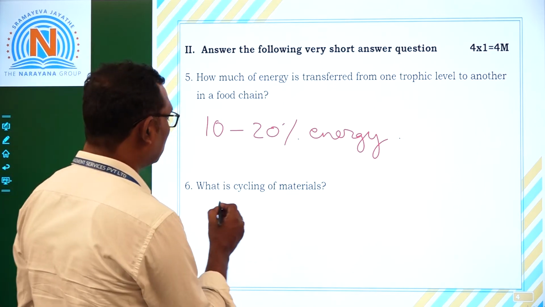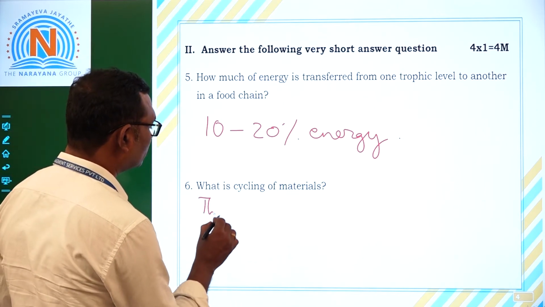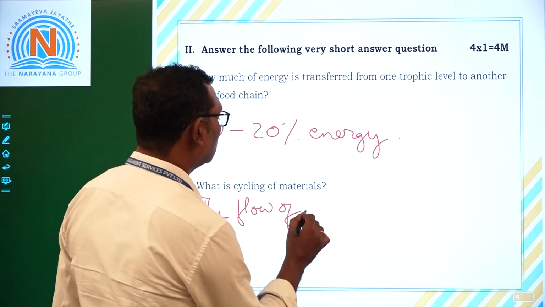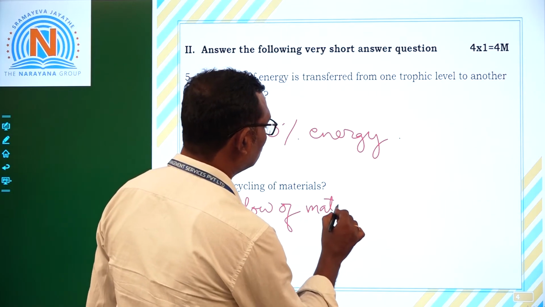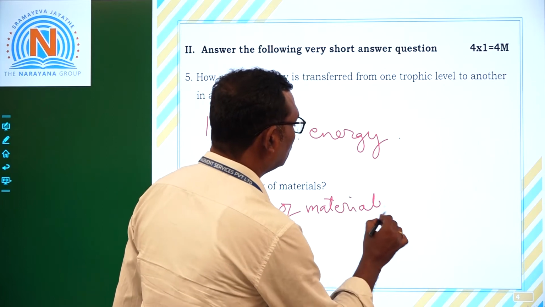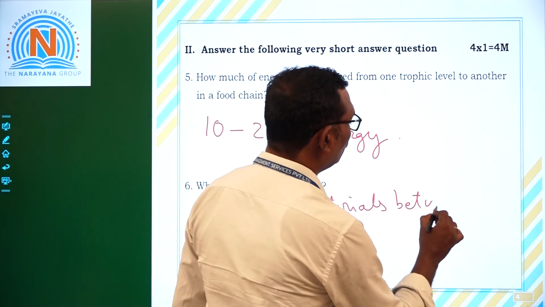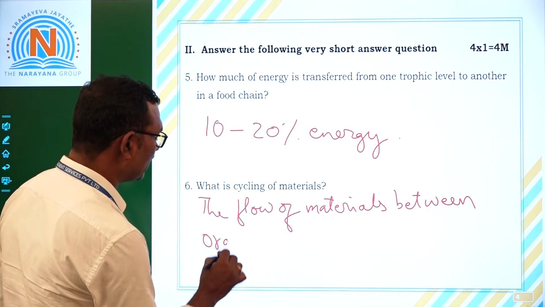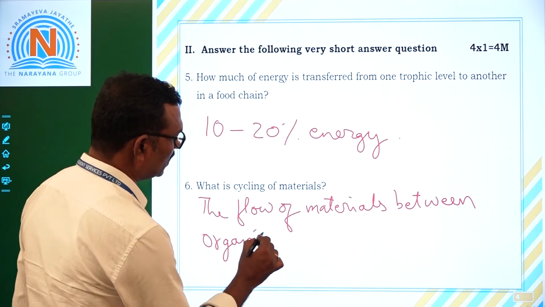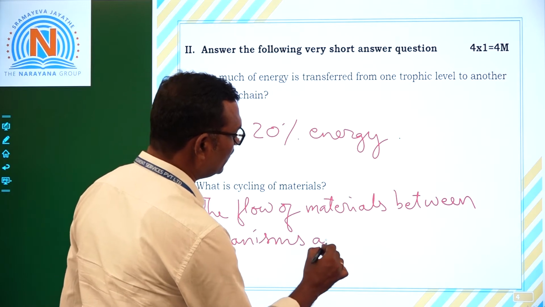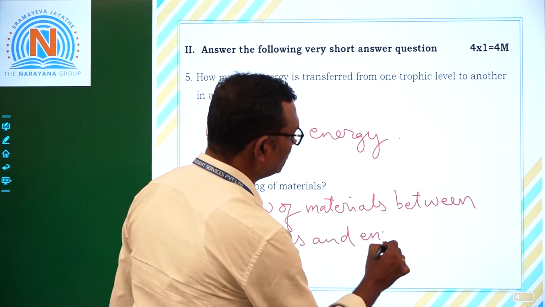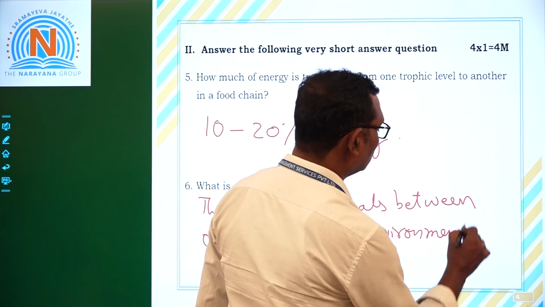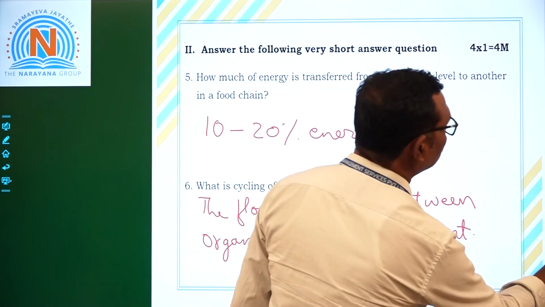What is cycling of materials? The flow of materials between organisms and environment is called cycling of materials. Okay, right.